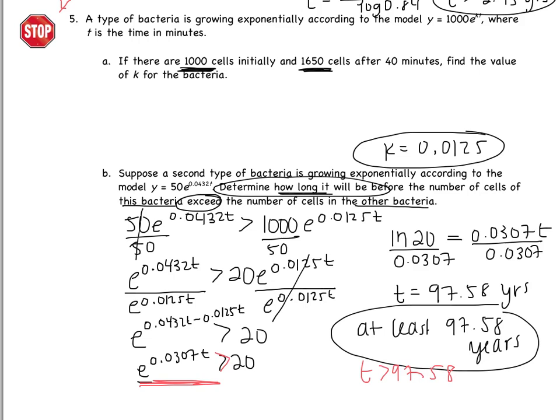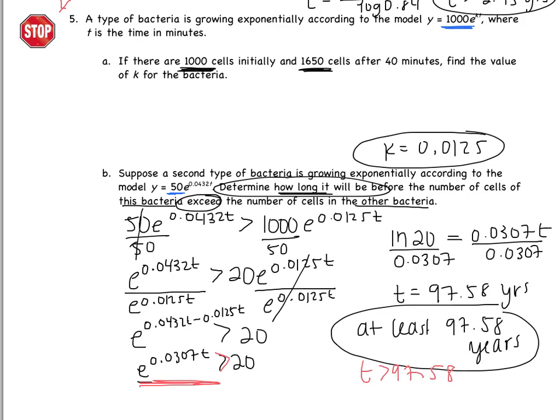And that's kind of cool if you look at the information that we're given. The first type of bacteria starts with 1,000, and then it grows. The second bacteria only starts with 50, and it keeps growing. Well, after 98 years, there's going to be more bacteria in the second bacteria simply because it's growing so much faster. So the answer that you should have gotten is 97.58 years. Again, that's not something we've really done before, so if you got that one wrong, totally okay. Hopefully you now see how to approach the problem. If you have any questions, please make sure you bring them to class.